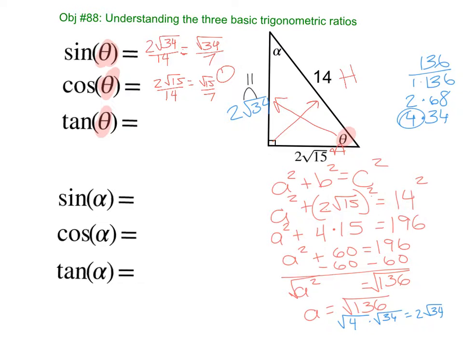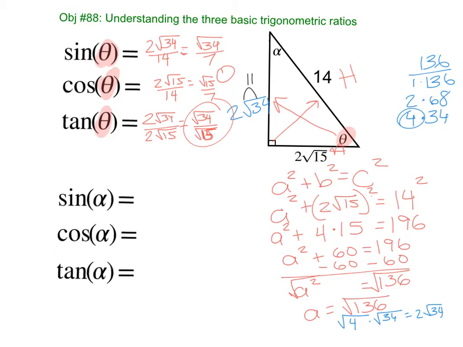And lastly, tan, 2 root 34 over 2 root 15. Okay, I'm going to cheat. I'm not going to finish this one because I don't really want to multiply 15 and 34 together. We should rationalize this, but that number is ridiculous. It's going to be a big number, so I'm just going to leave it. I'm going to be a bad math teacher. Sorry, bad math teacher.